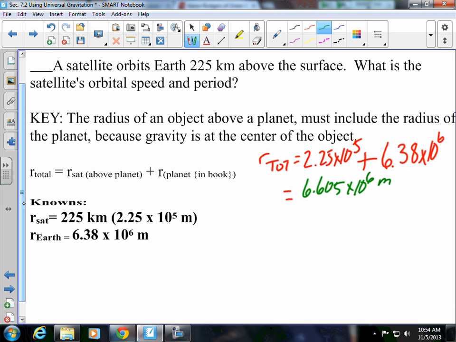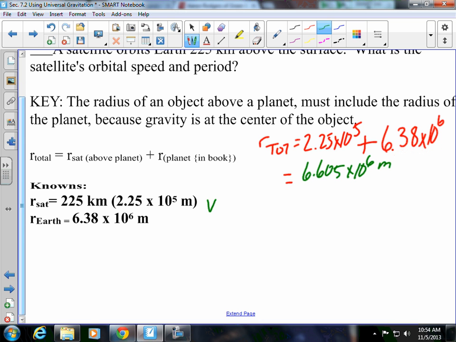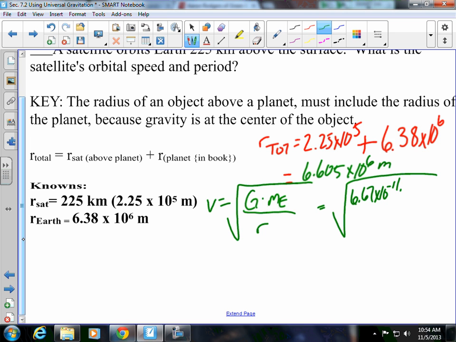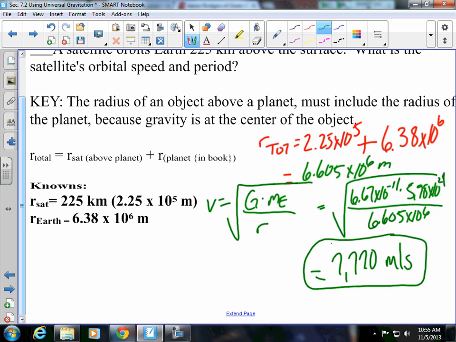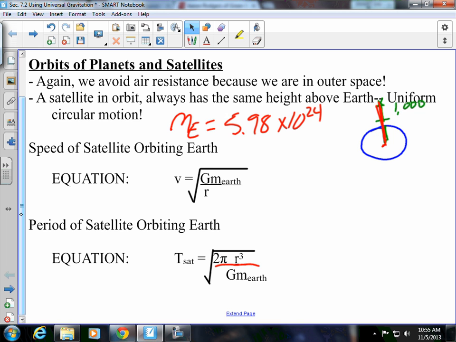Right. So now we are going to solve for the velocity of that satellite. So remember, velocity is equal to the square root of G times the mass of Earth divided by r. We plug everything in here. G is 6.67 times 10 to the negative 11 times the mass of Earth, 5.98 times 10 to the 24th, divided by R, which we just solved for, 6.605 times 10 to the 6th. Take the square root of that, and what we end up getting, using 3 sig figs, because we had 3 in our answer, is 7,770 meters per second. All right, that's the first bit in that equation. The second bit, we want to figure out the time that it takes that satellite to go around.